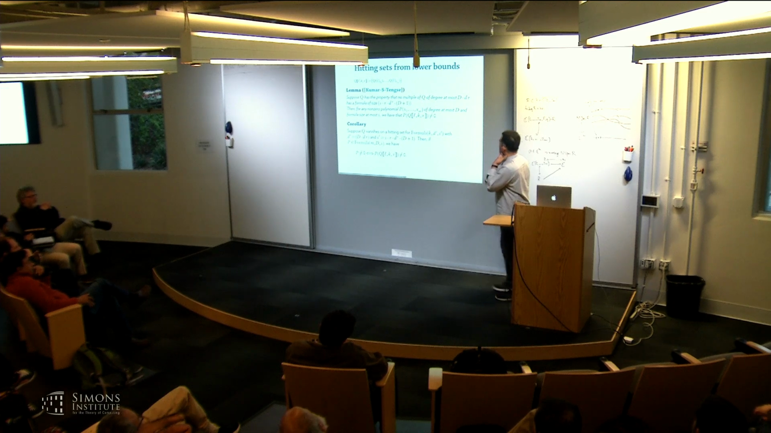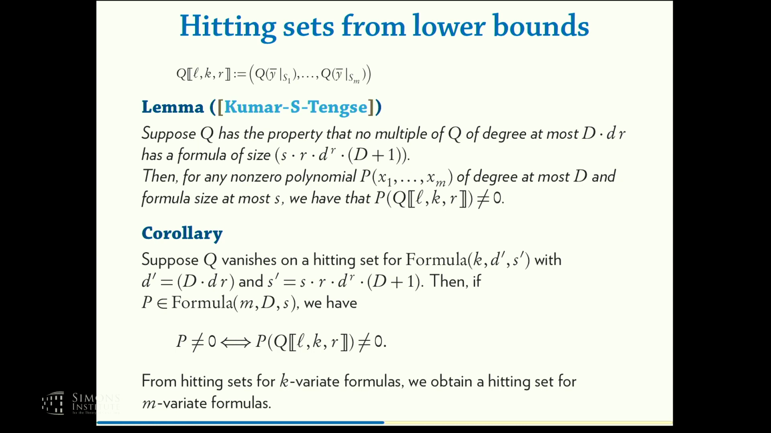Okay, excellent. So this gives us a way of taking a hitting set for k-variate polynomials, using that to construct a hard polynomial, and using that to do a variable reduction and therefore give a hitting set for m-variate formulas. And this is something we're going to be using a lot. I'll make this more formal.